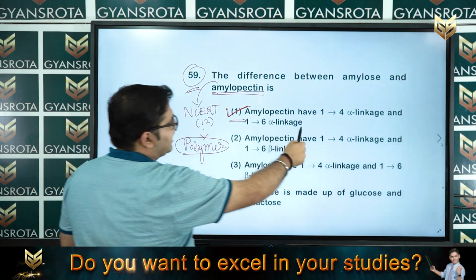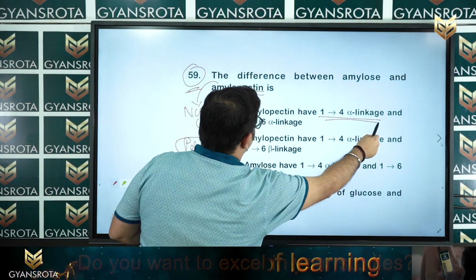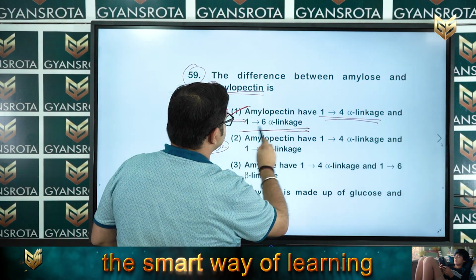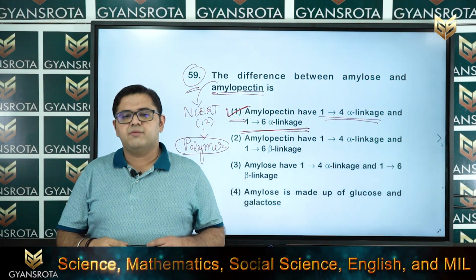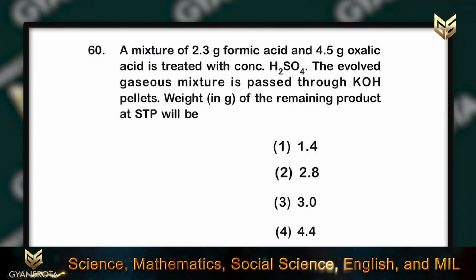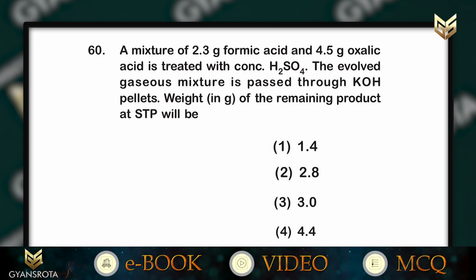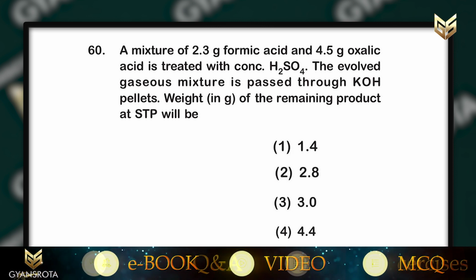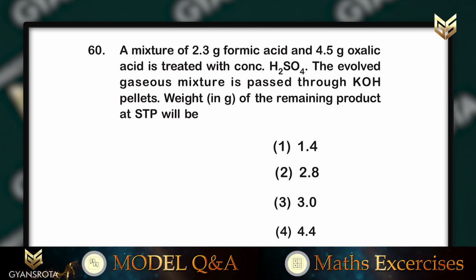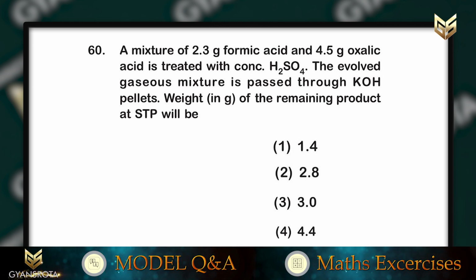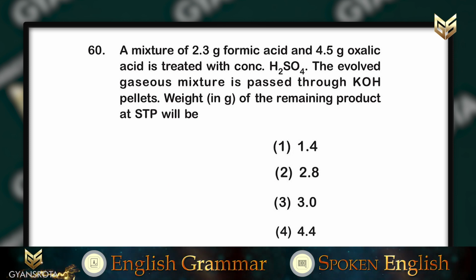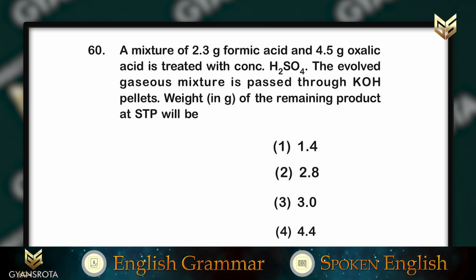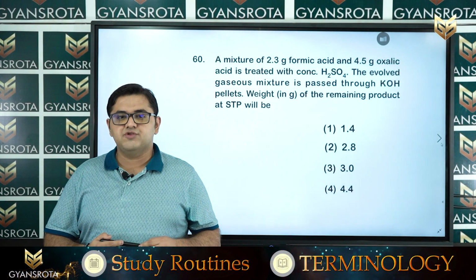That is, amylopectin has a 1,4 alpha linkage and 1,6 linkage. Next we are moving to question number 60. A mixture of 2.3 gram formic acid and 4.5 gram oxalic acid is treated with concentrated sulfuric acid. The evolved gaseous mixture is passed through KOH pellets, that is potassium hydroxide pellets. The weight in gram of the remaining product at STP will be. Now we are moving to the solution part.